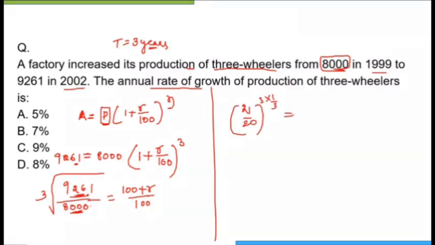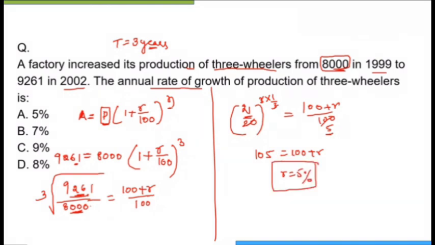I'm giving in detail. This is 100 plus R by 100. 21 by 20, right? Now 5 into 21 is 105. 105 is equals to 100 plus R. What's your R value? The rate of interest, don't call it the rate of interest, that is the rate of growth, is 5%, because that is compounding.